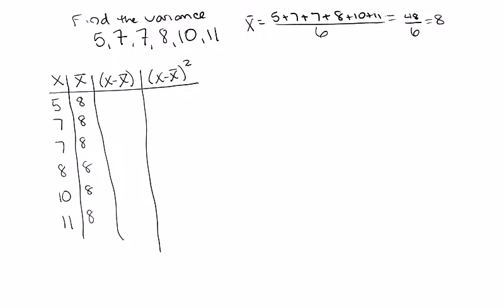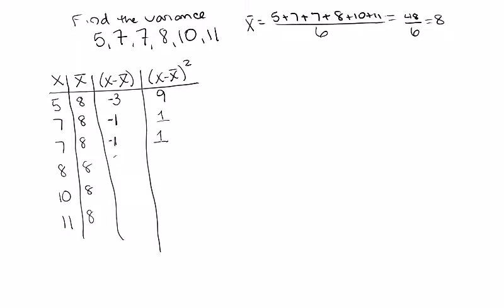The first data value of 5 is 3 below the mean. We get that by taking 5 minus 8. It comes out as a negative 3, but we're going to square that difference because we're not interested in direction. The next data value, if we find the difference, it's negative 1, and that's because 7 is 1 below the mean. But again, we square the difference because we're not interested in direction. The next data value of 7 is also 1 below the mean, but we square.